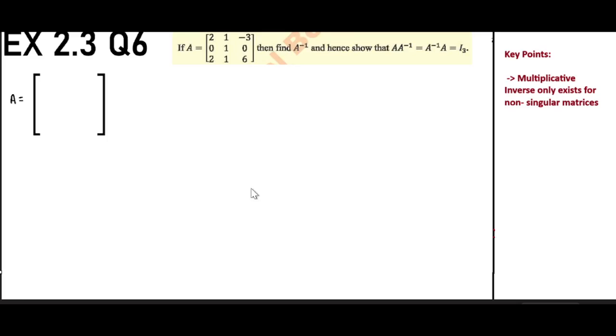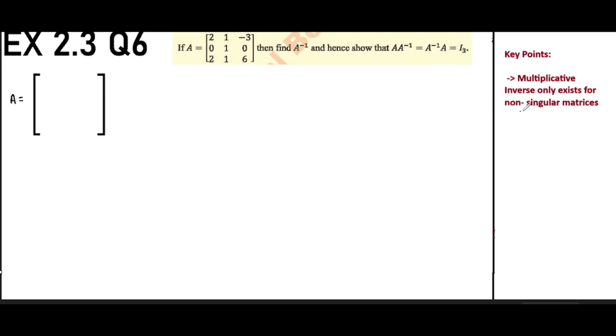Bismillahirrahmanirrahim. This is question number 6 of exercise 2.3, in which we are given a matrix A and we have to find its inverse, as well as we have to prove that A multiplied with A inverse is equal to the inverse of A multiplied with A, and both of these are equal to an identity matrix.